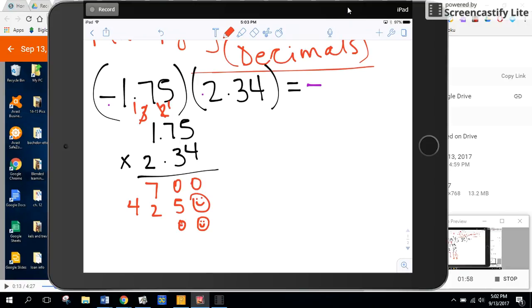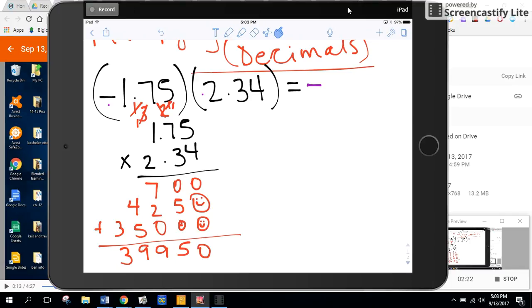So I got 2 times 5 is 10, carry my 1. 2 times 7 is 14, plus 1 is 15. Again, carry the 1. 2 times 1 is 2, plus 1 is 3. Add everything up, I get 0, 5, 9, 9, 3. So hopefully you're with me so far. I know I went through that very fast, but I'm assuming at this point we know how to do this.